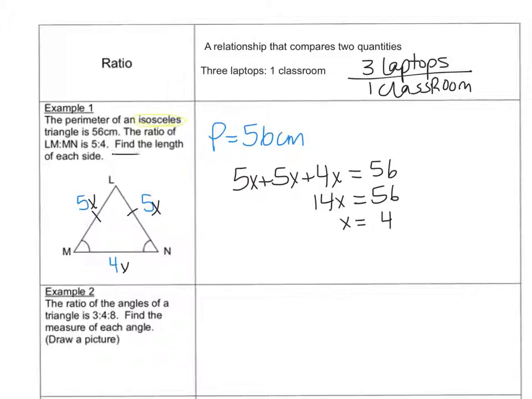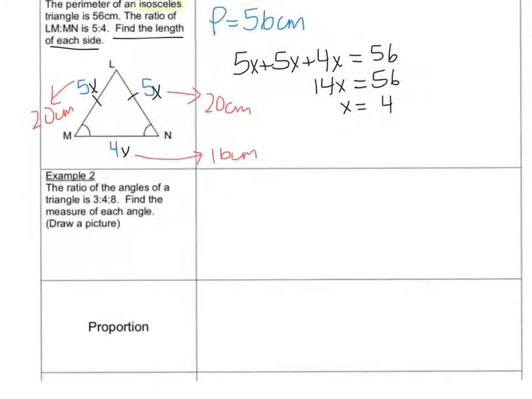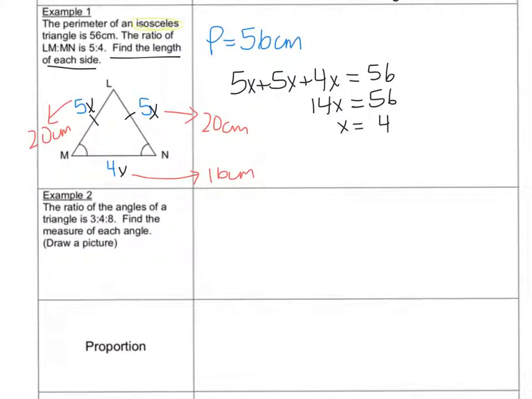So if I wanted to find the length of each side, I could tell then that 5 times 4 would be 20 centimeters. 4 times 4 would be 16 centimeters. And this one, I don't even have to do the math, it's congruent, so this would be 20 centimeters. And just as I would see, 20 plus 20 plus 16 is 56 centimeters. That's how we found our length. So let's move on to example 2.